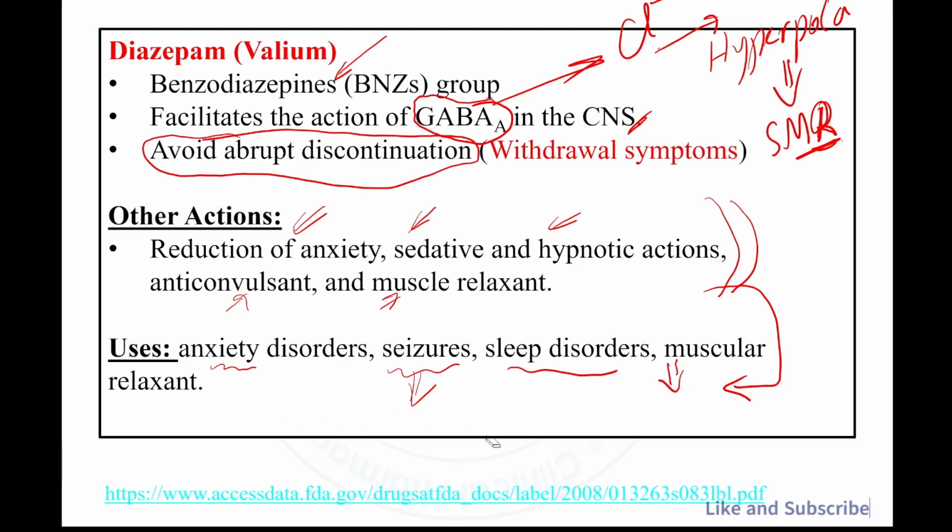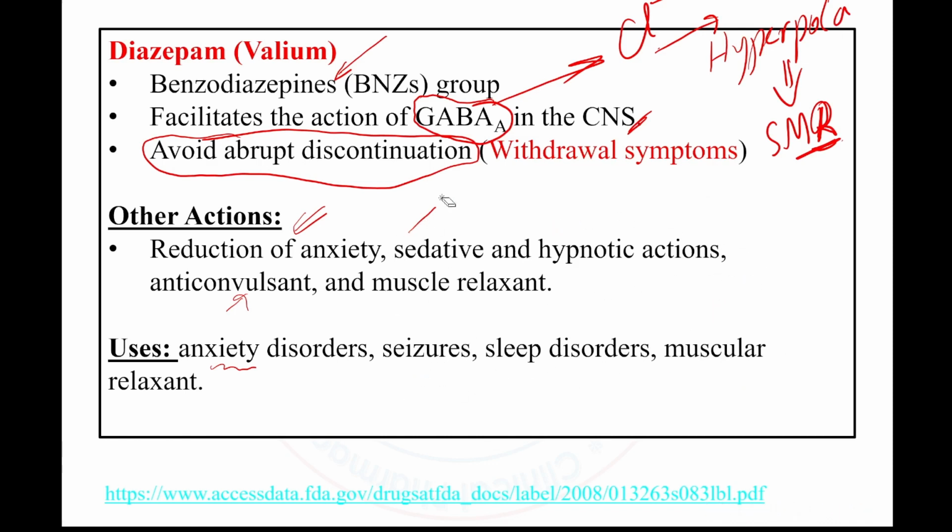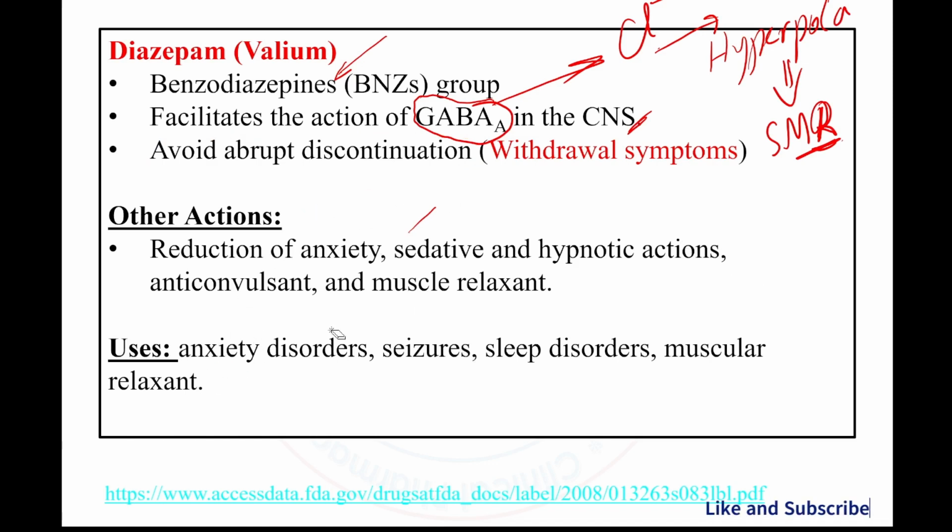So as you can see here, we can ask the question: can you mention what the clinical use of diazepam is? Diazepam is used as an anti-anxiety medication. Diazepam is used for patients suffering from seizure, such as status epilepticus. Diazepam is used as a hypnotic, to induce sleeping, and as a skeletal muscle relaxant.